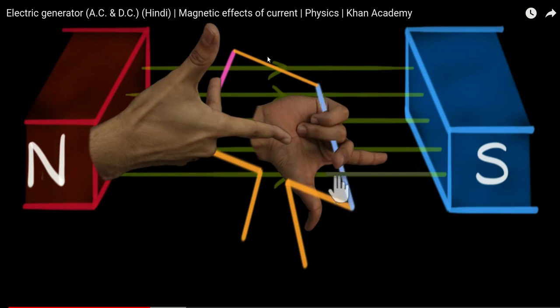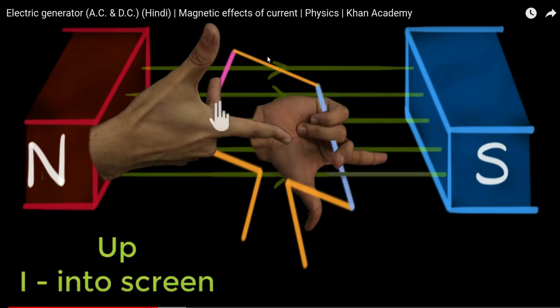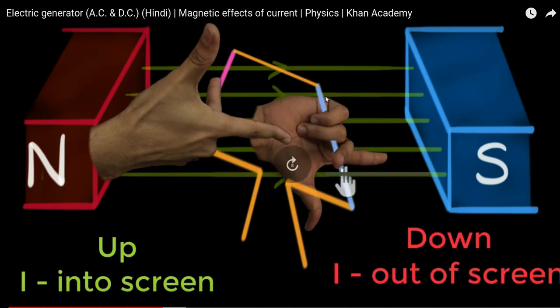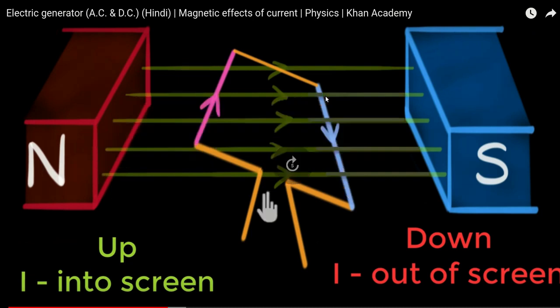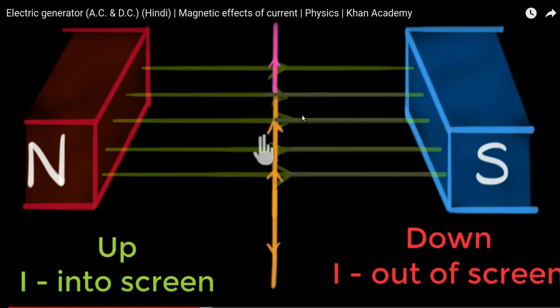Now let us put arrows to tell the direction. There you go. Pink is into the screen and blue is out of the screen. For downward force, I is out of the screen; for upward force, I is into the screen, where I is current. The arrows are now showing us the direction of the current. So this is how it moves.